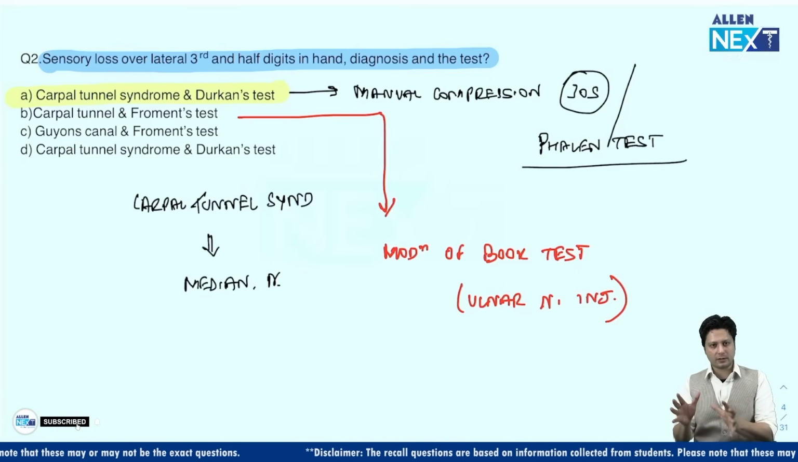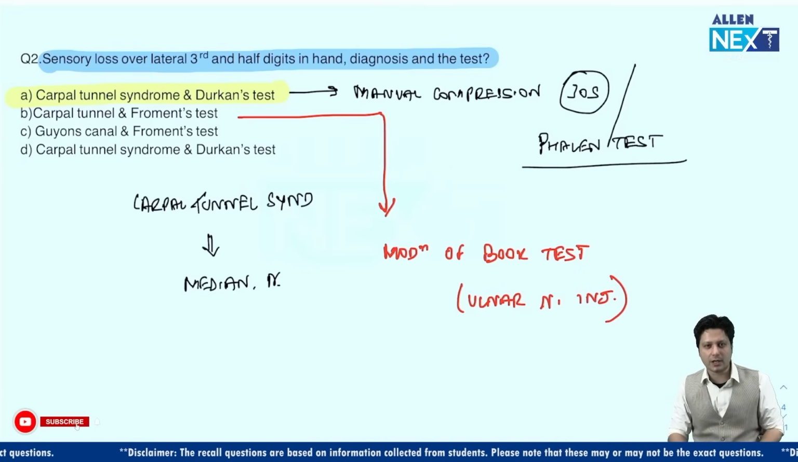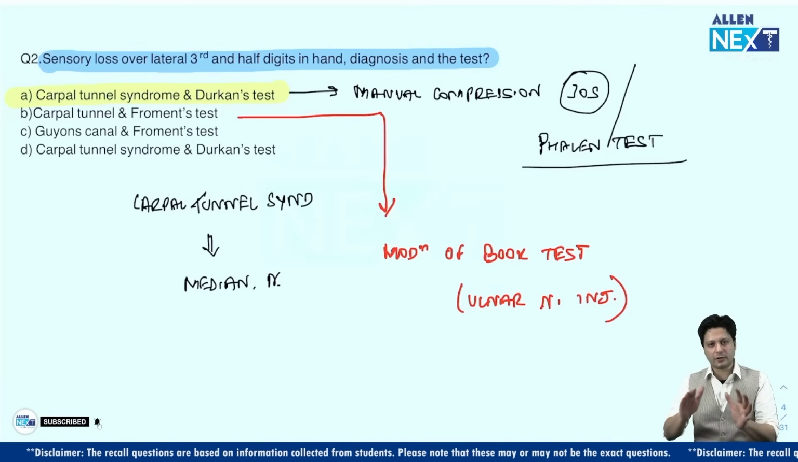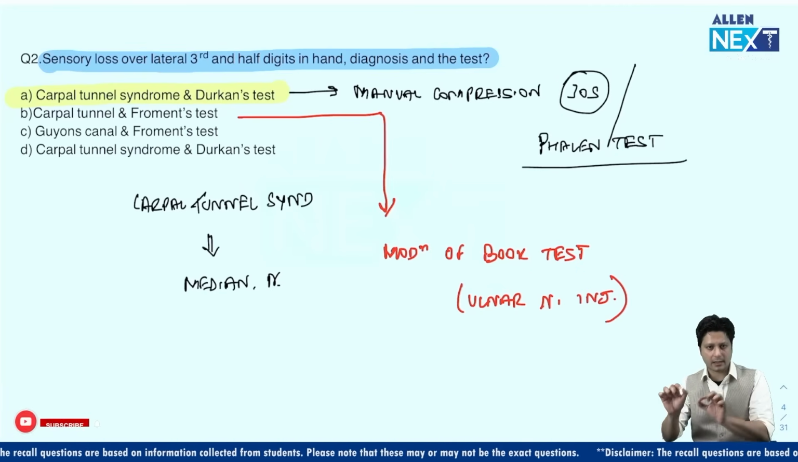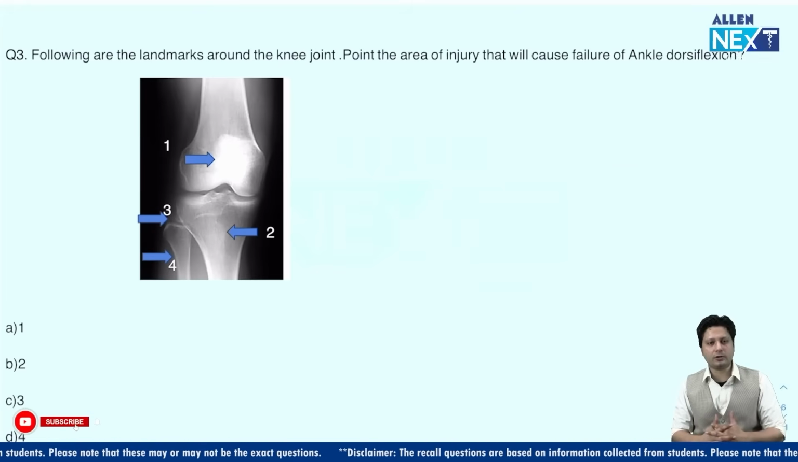So hopefully you get the answer to this second, very easy, practical question. The answer is that the test is Durkan's and the diagnosis is carpal tunnel syndrome. All right, coming on to the next question.